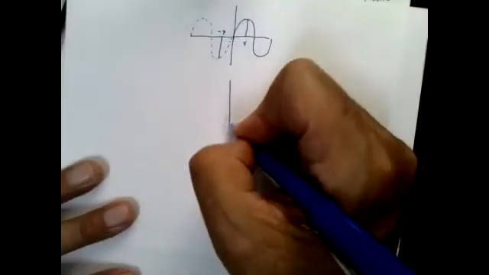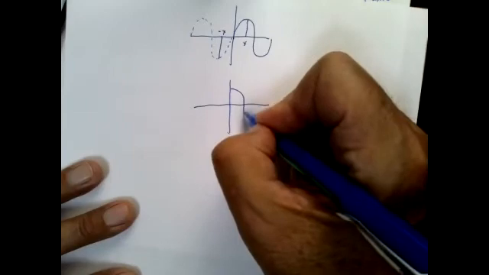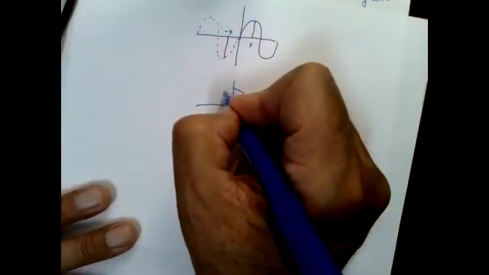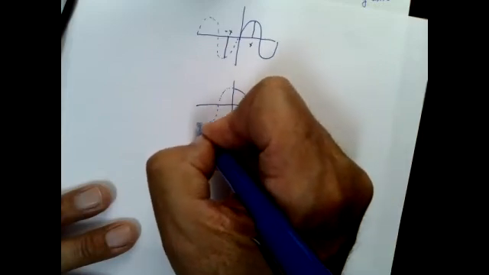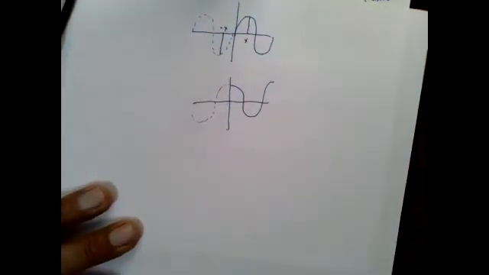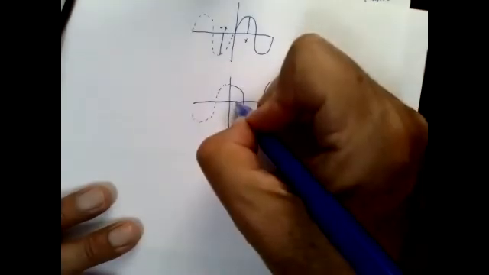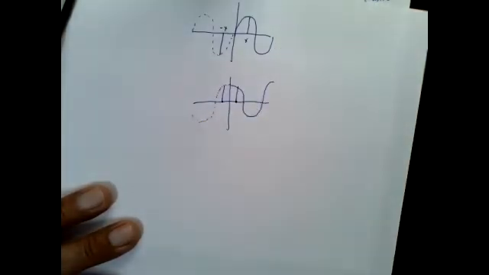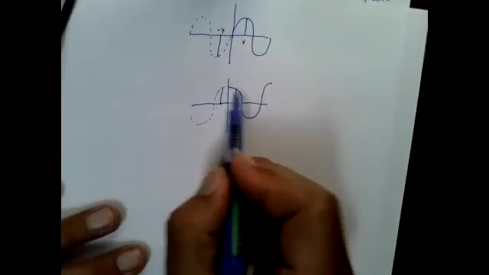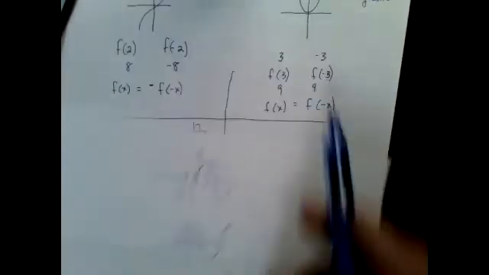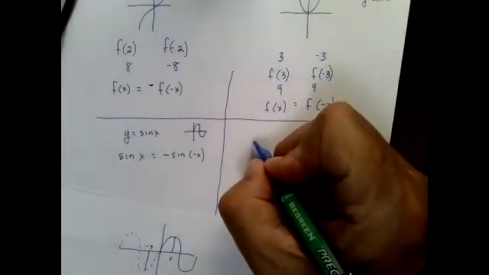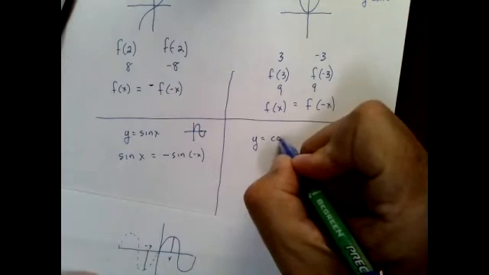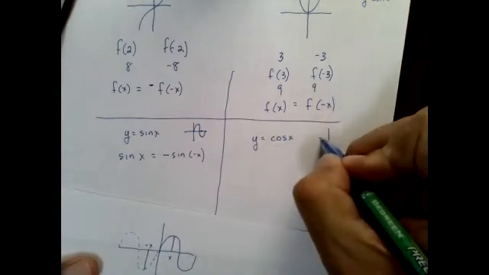Cosine. Looks like that. What do you think about that one? Odd or even? If I pick an x, if I pick a negative x, what do we know about their y values? It's positive. Yeah, they're the same. They're going to be the same. And that was my definition of an even function. So y equals the cosine of x is an even function.